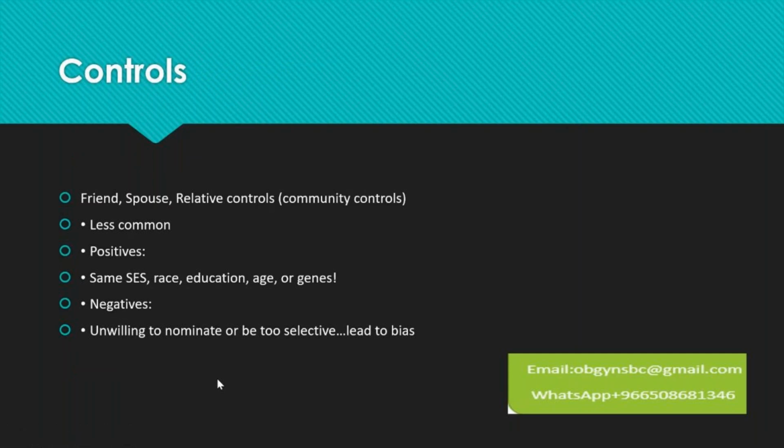Regarding the controls, what can the controls be? They can be friends, spouses, relatives, community controls, or less commons, and they can be from the same socioeconomic groups. They can be from the same race, education, age, or genes. The negatives: they may be unwilling to nominate, or too selective, and that will lead to bias. These are the pros and cons of selecting the controls.